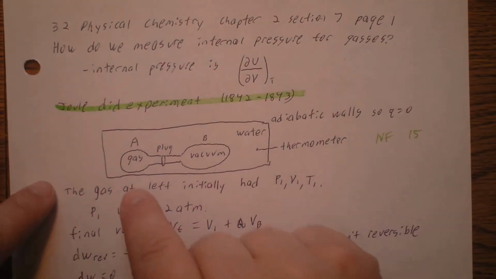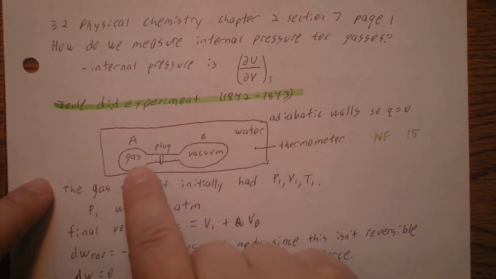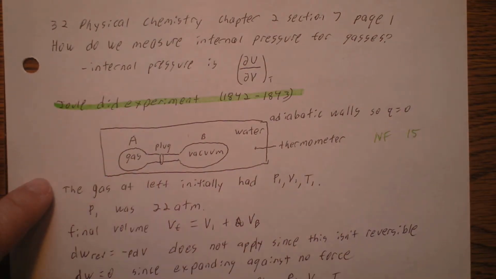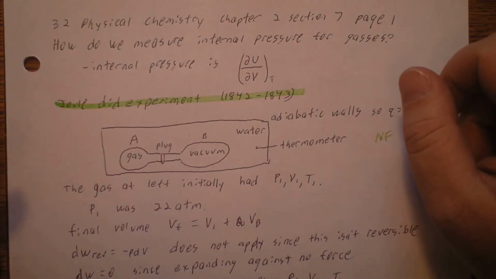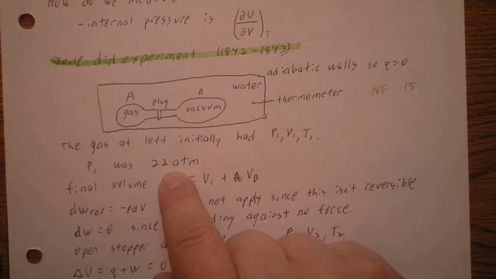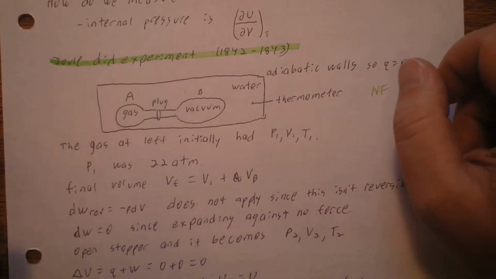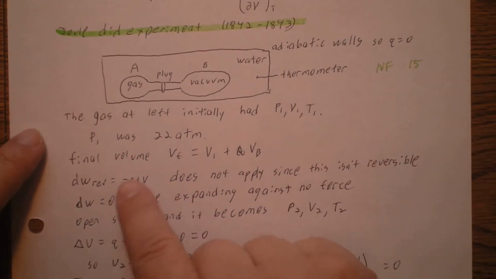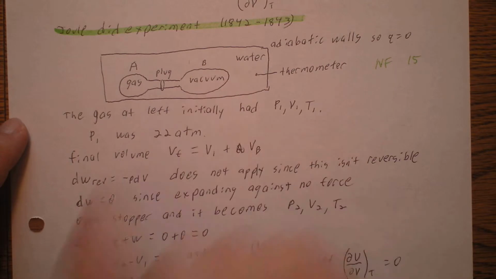Now, since this is a vacuum, all our gas started over here. So we're going to say it had a pressure, a volume, and a temperature. Since it was the initial temperature, pressure and volume, we'll say it's just pressure 1, P1, volume 1, V1, and temperature 1, T1. Now, he started with a pressure of 22 atmospheres. Remember, you're breathing 1 atmosphere, so this is higher pressure than you're used to. So he opened up the plug and let the gas expand into the vacuum.